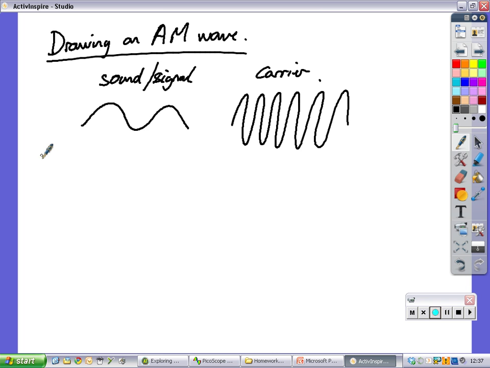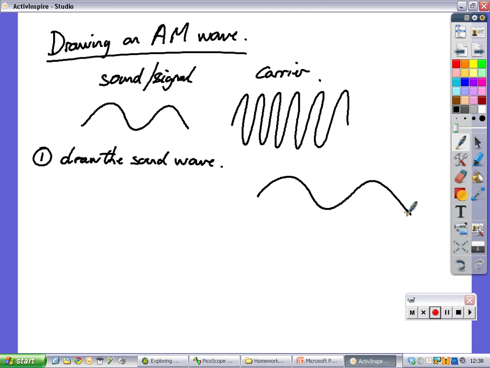So step one is you draw the sine wave. So I'll do that over here. I'll just draw the sine wave again. Step two is you flip and draw again.